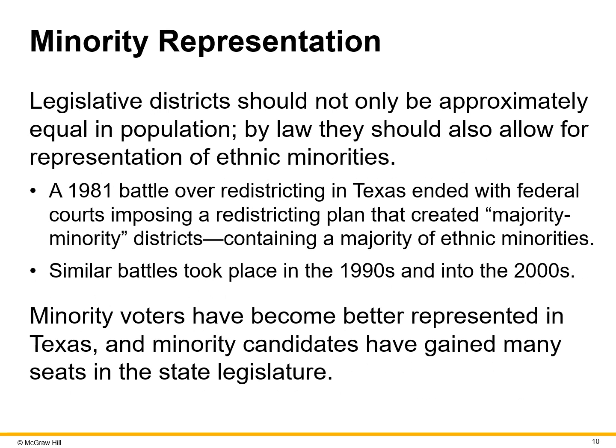Minority representation. Legislative districts should not only be approximately equal in population, by law they should also allow for representation of ethnic minorities. And the 1981 battle over redistricting in Texas ended with the federal courts imposing a redistricting plan that created majority-minority districts containing a majority of ethnic minorities. Similar battles took place in the 1990s and in the 2000s. Minority voters have become better represented in Texas. The minority candidates have gained many legislative seats in the legislature.